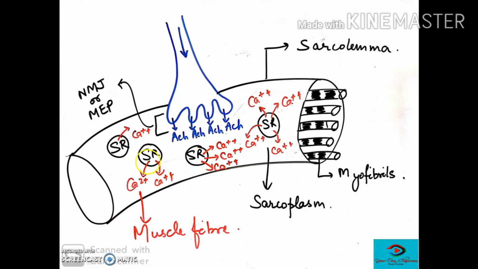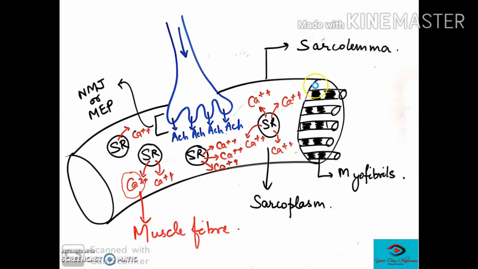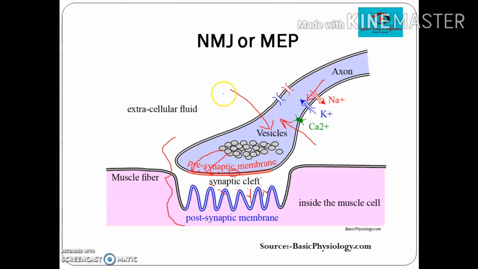And in this diagram, I have shown how calcium ions are released from the sarcoplasmic reticulum, and it is almost filled inside the sarcoplasm. Now, what are the events? Let's look at the events one by one. A nerve action potential propagates down the axon of the motor neuron towards the presynaptic membrane, as I explained in this diagram, if you remember.